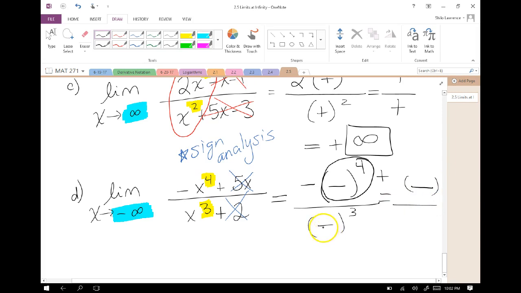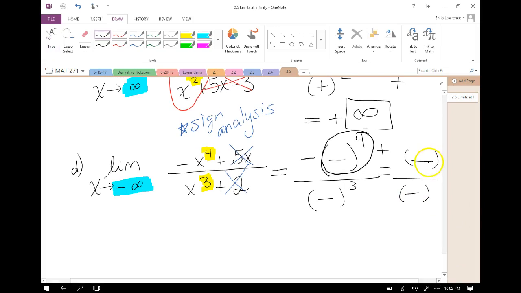In the denominator, I've got a negative number cubed, which is going to be negative. And then the last operation I have to do is division. I've got a negative number divided by a negative number, which is always going to end up positive. So this answer is going to be positive infinity. So we're just taking the sign from our infinity and looking to see what those different powers and different coefficients are going to do to it in the long run.